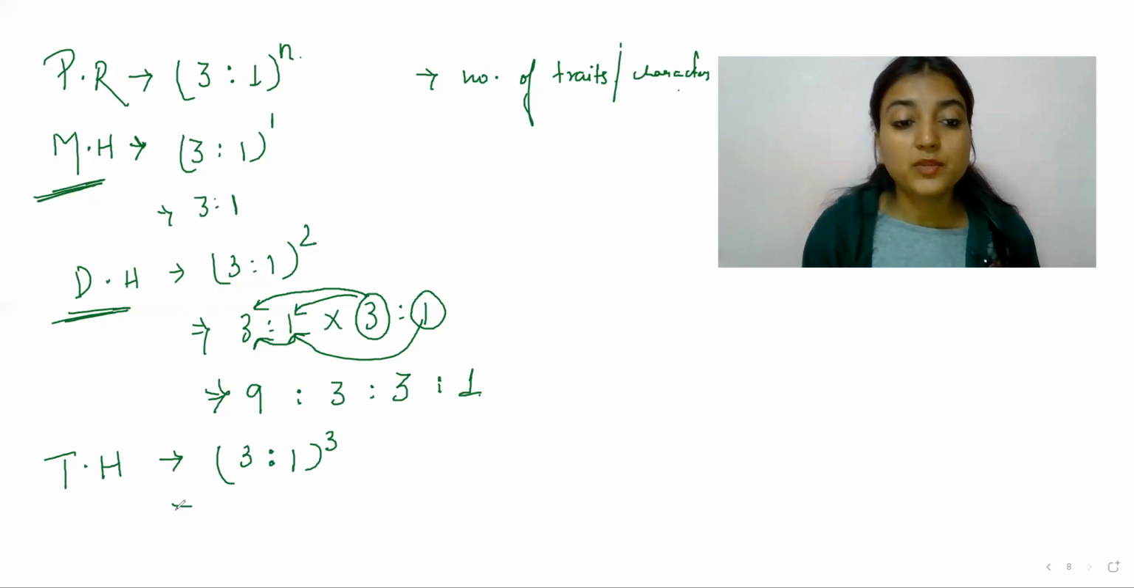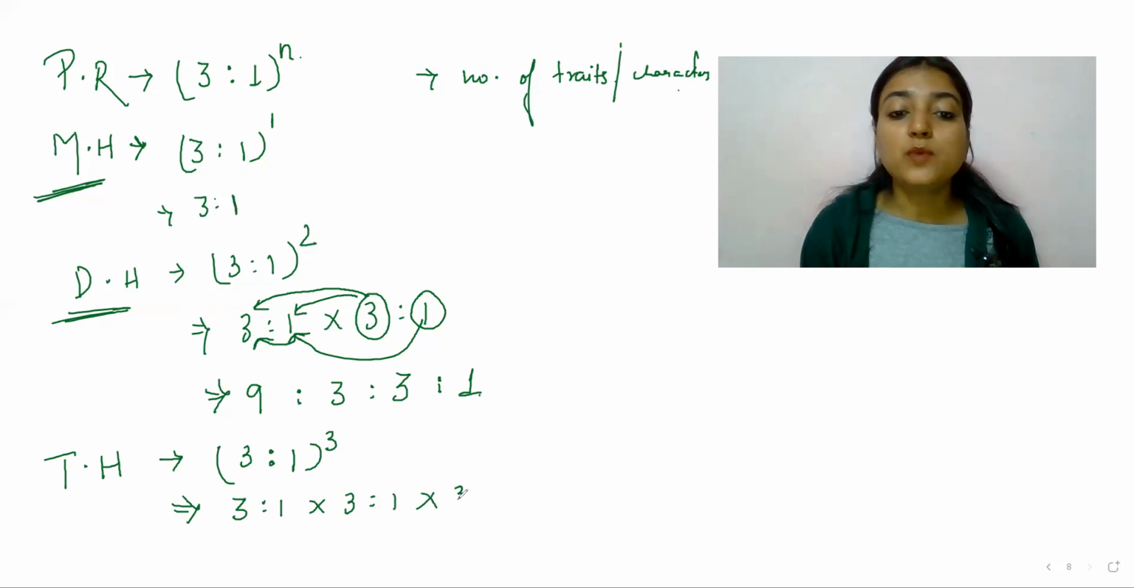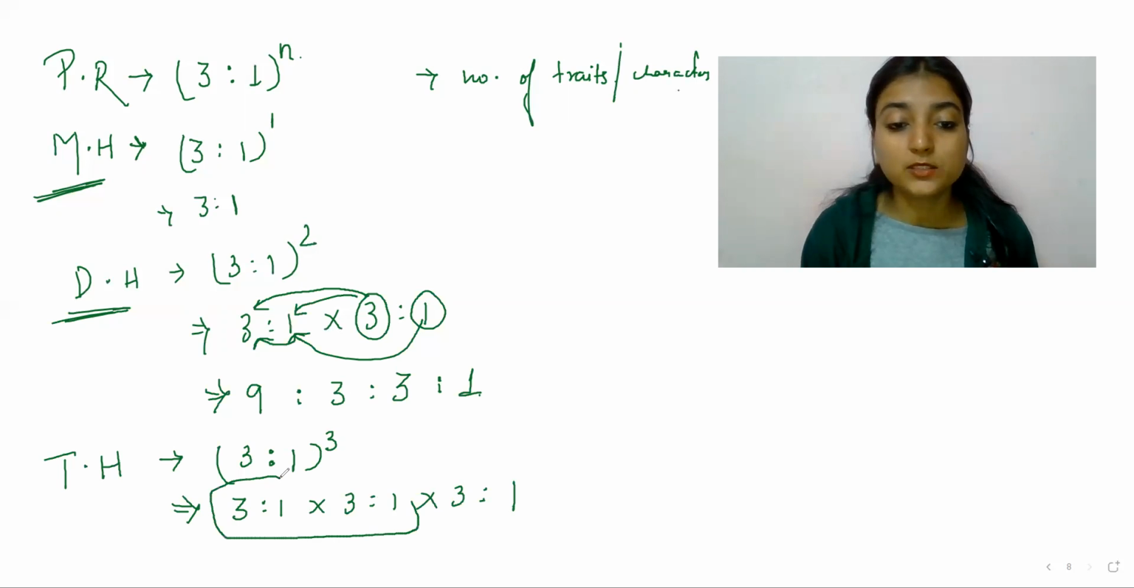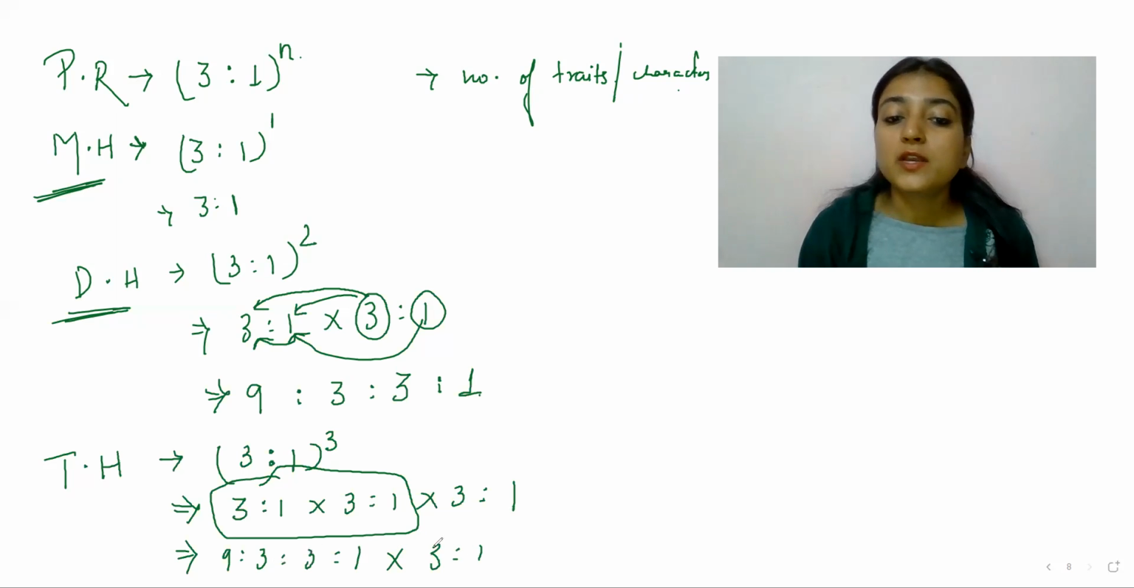Fine. Now in the trihybrid cross, we are doing 3:1 to the power 3, because 3 characters are being taken and crossed between them in the trihybrid cross. So 3:1 into 3:1 into 3:1. Now we have already calculated this one in the dihybrid cross, so we will directly write over here 9:3:3:1 into 3:1. Again, it will be the same thing. This 3 with all the 4 numbers and 1 with all 4 numbers will be multiplied.